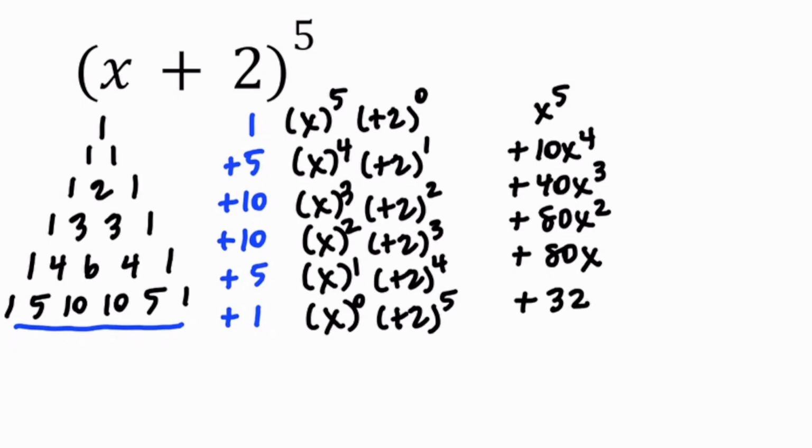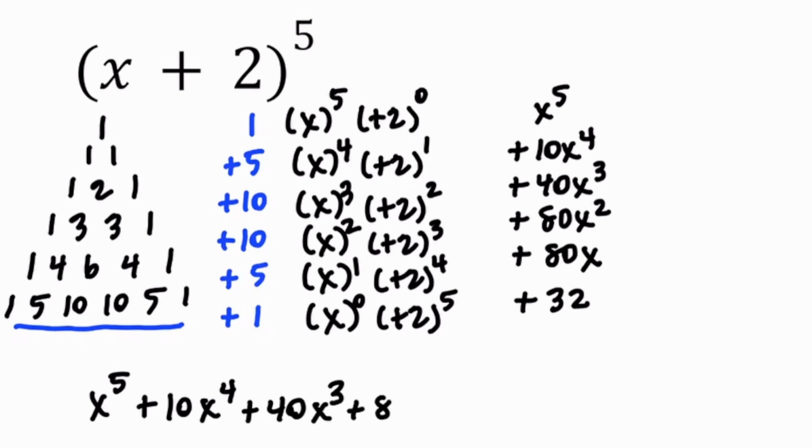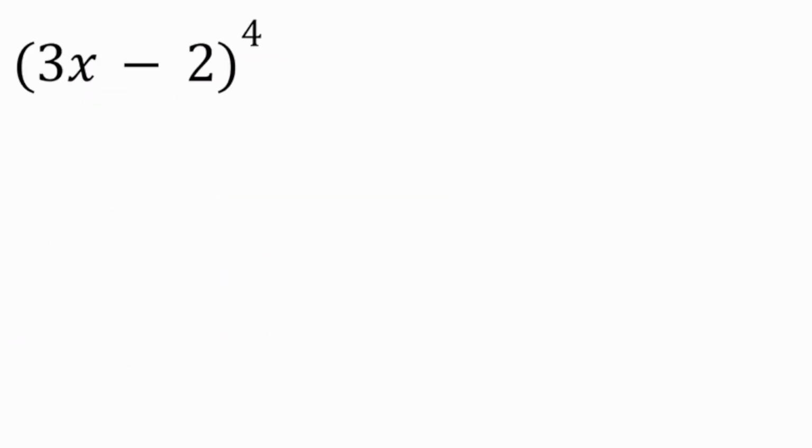Okay, so if I were to write this out all the way, I'd have an x to the 5, 10x to the 4, 40x to the 3, 80x to the 2, 80x to the 1, and 32. Alright, this thing is going to be not too bad. We're going to square 3x minus 2.